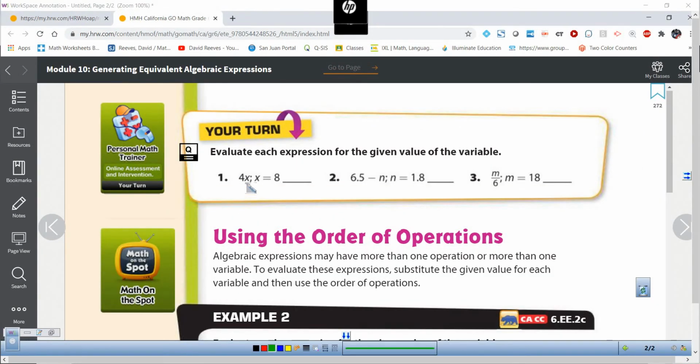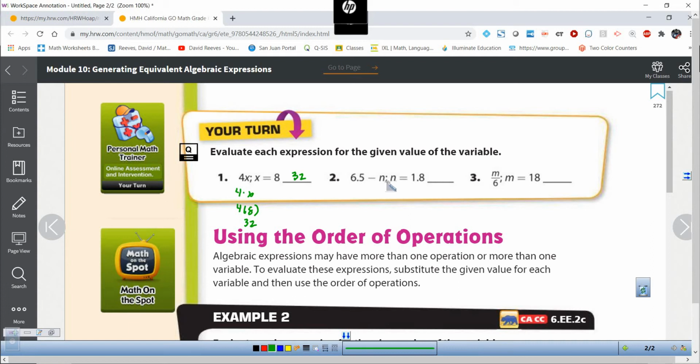Alright, so 4x, remember when you have a number in front of a variable, that number is called a coefficient. A number in front of a variable in an expression is called a coefficient. 4x means 4 times x, alright? And they told us x is equal to 8, so that's 4 times 8. So the answer that we get is 32. Alright, so evaluating 4x when x equals 8, the answer is 32.